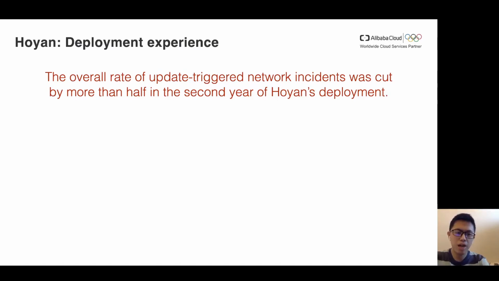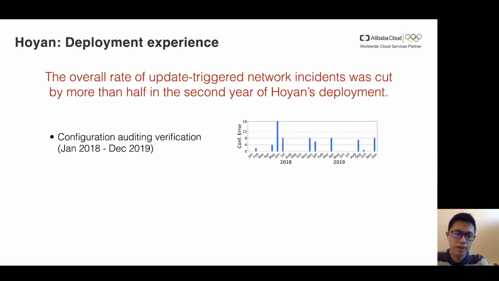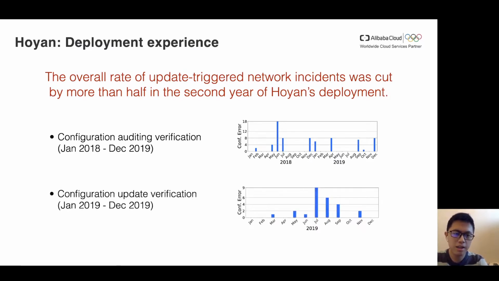Huoyan has been used in Alibaba's Global WAN for about 2 years. The overall rate of update-triggered network incidents was cut by more than half in the second year of Huoyan's deployment. During the 2 years, it detected many potential configuration errors hiding in our network, such as IP address conflicts and redundant device misconfiguration. In the last year, Huoyan was also used to check our configuration update plans before they are committed to the network.